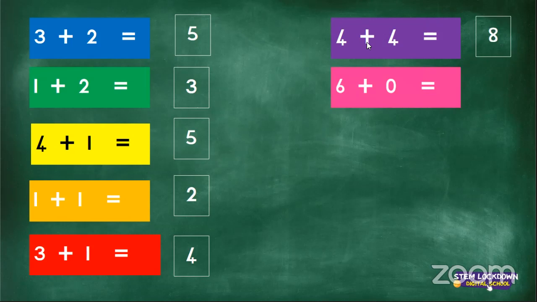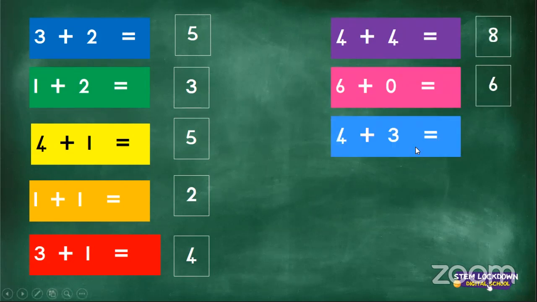6 plus 0 equals 6. Plus 3 equals 5. Grade 1, let's have a look at the light blue one.